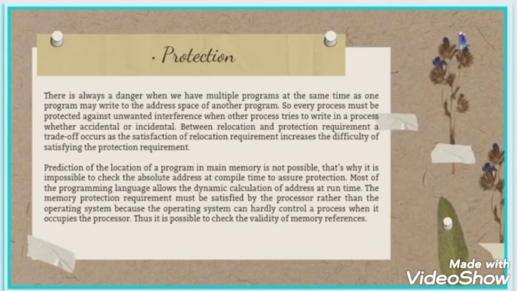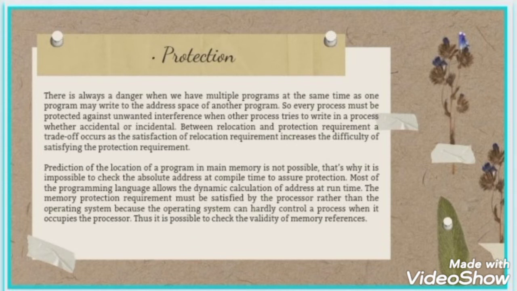So the next requirement is protection. There is always a danger when we have multiple programs at the same time, as a program may write to the address space of another program. So every process must be protected against unwanted interference when another process tries to write in it, whether accidental or intentional.